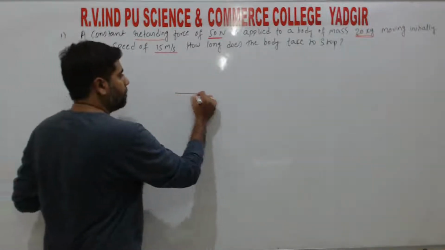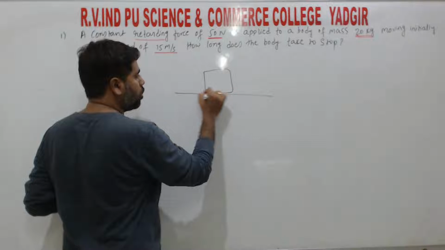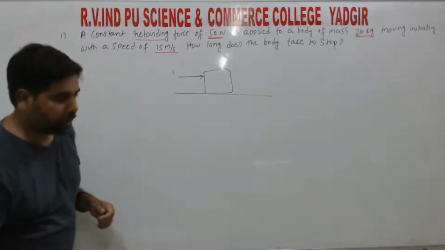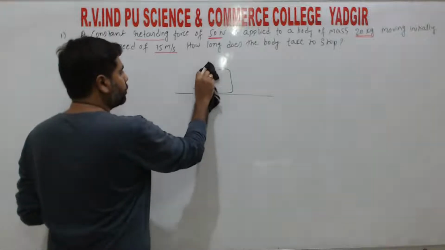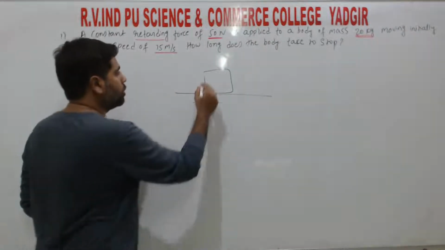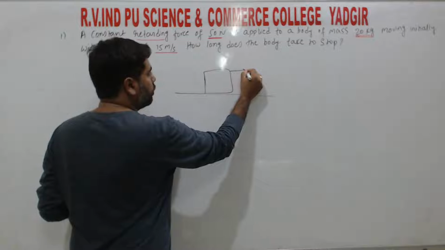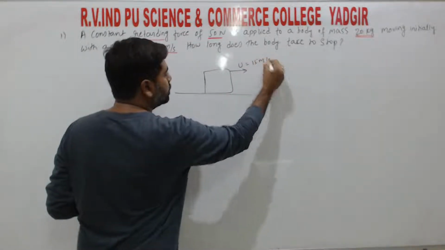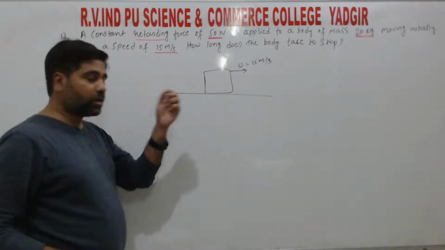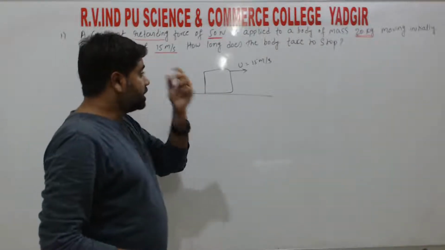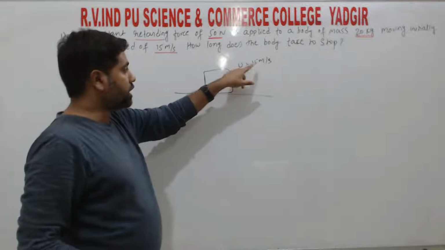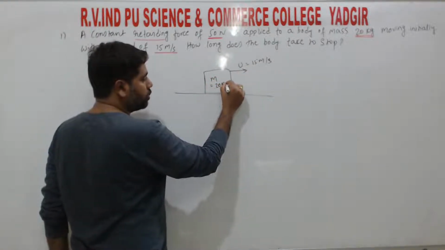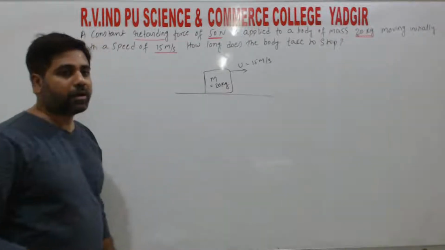So consider one object. So this object is moving with some velocity, that is u is equals to 15 meter per second. So you can consider any direction, right? Initially it is moving with 15 meters per second, and that object having the mass, that is m is equals to some 20 kg, right?